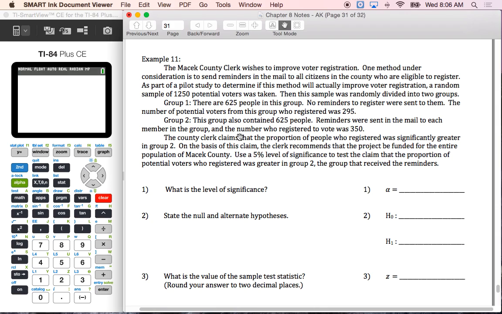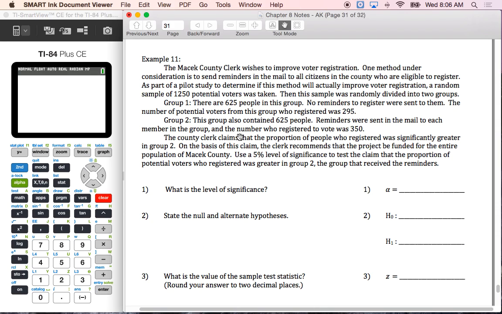Group 2, this group also contained 625 people. Reminders were sent in the mail to each member in the group, and the number who registered to vote was 350. The county clerk claims that the proportion of people who registered was significantly greater in Group 2. On the basis of this claim, the clerk recommends that the project be funded for the entire population of Mesa County. Use a 5% level of significance to test the claim that the proportion of potential voters who registered was greater in Group 2, the group that received the reminders.